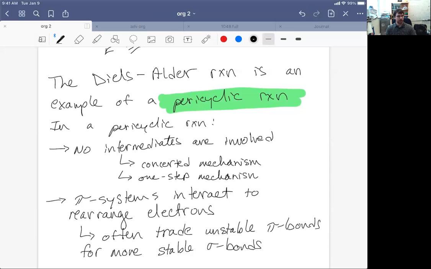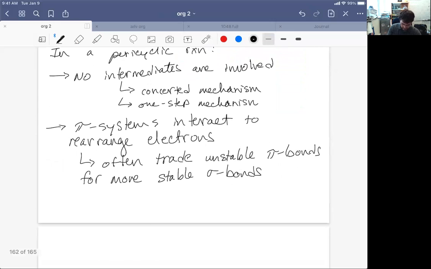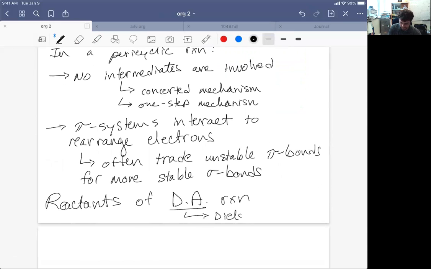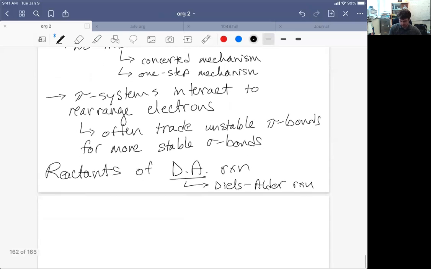Now there's two principal components in the Diels-Alder reaction, and we say these are the reactants of the DA reaction. If you don't mind, I'm going to start calling the Diels-Alder reaction the DA reaction. Okay, there's two reactants. We've already mentioned the hilarious one, and that's the diene. The diene is a system with two alkenes, and the two alkenes are separated by a single bond.